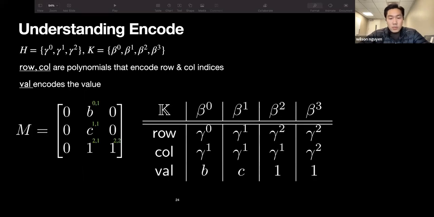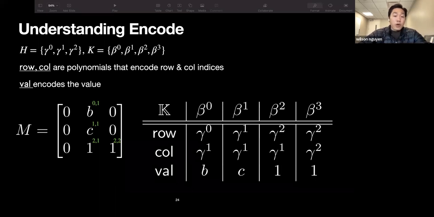So first, let's understand how matrices are encoded as polynomials. Consider two multiplicative subgroups, H and K, of order 3 and 4. Row and column are polynomials which encode row and column indices, and value encodes the values of the non-zero entries. Let's take a look at the first entry B, whose indices are 0 and 1.